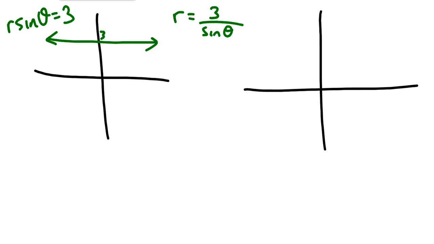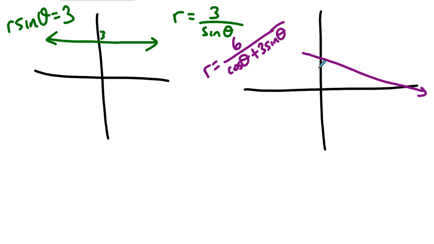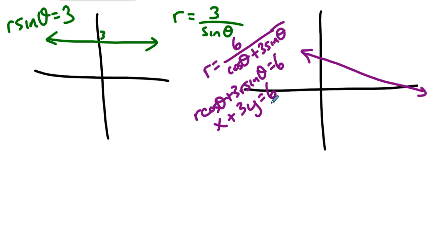Your calculator could graph r equals 6 over cosine theta plus 3 sine theta. Your calculator can graph that. And if it does, you get something that looks like this. Why do you get something that looks like this? Well, cross multiplying and then recognizing that this is x and this is y. Well, yeah, it makes sense that that ought to be a line hitting the y-axis at 2 and the x-axis at 6.